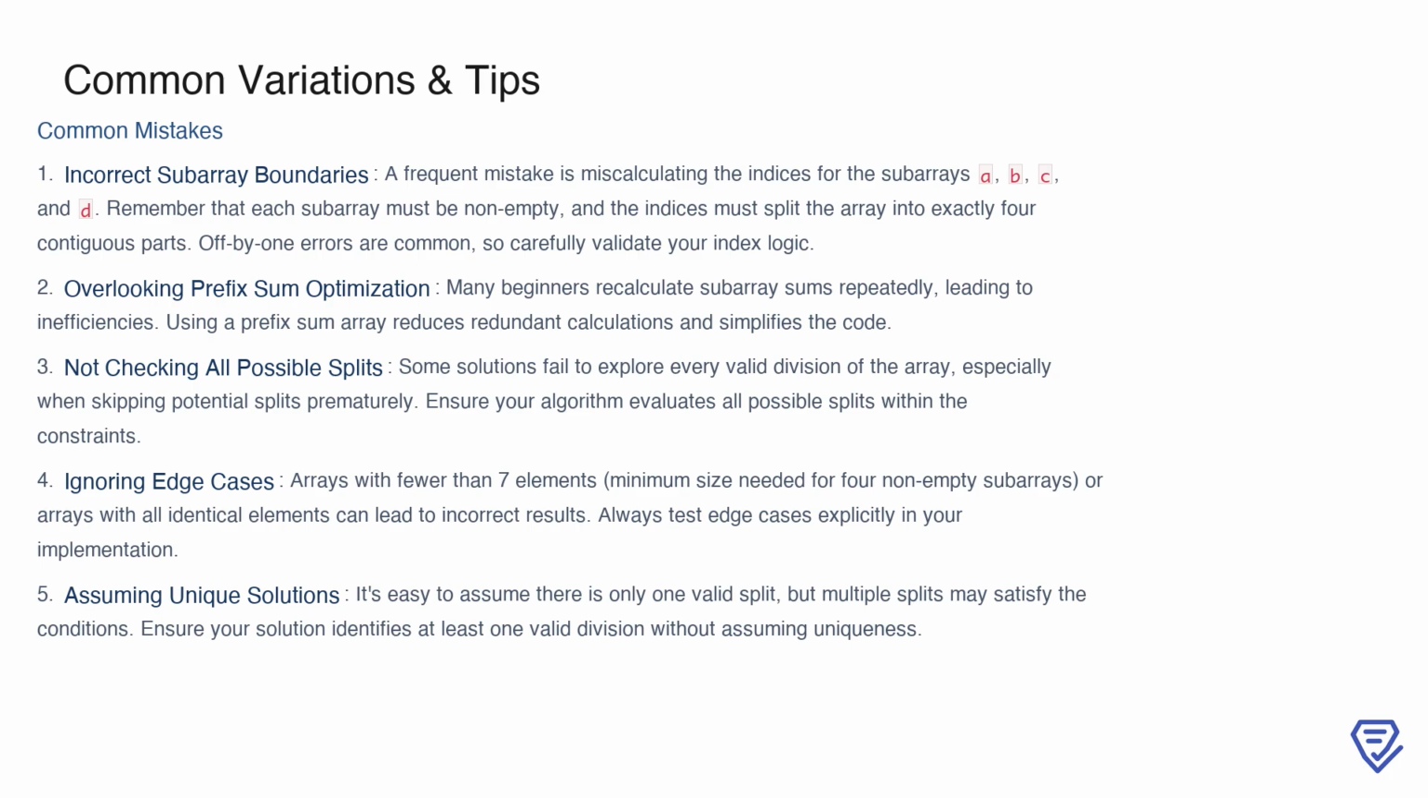For instance, arrays with fewer than 7 elements cannot be split into 4 non-empty parts, and arrays with all identical elements may behave unexpectedly. Finally, don't assume there's only one valid solution. Multiple splits can satisfy the conditions, so your algorithm should account for this possibility and focus on finding at least one valid result rather than assuming uniqueness.